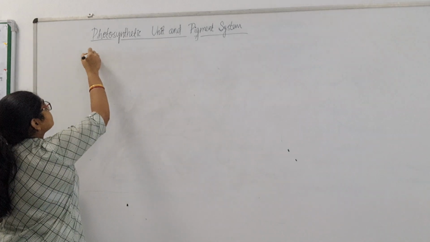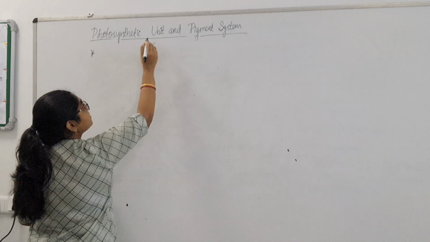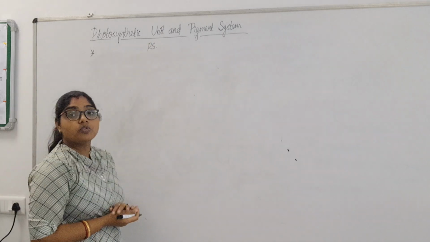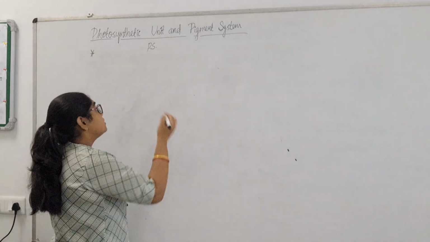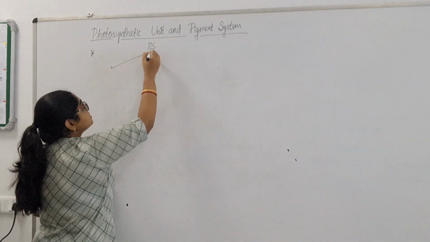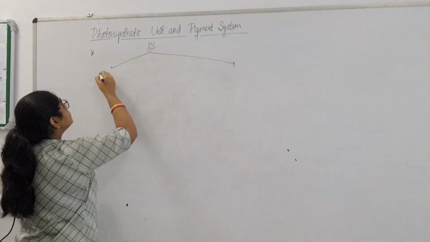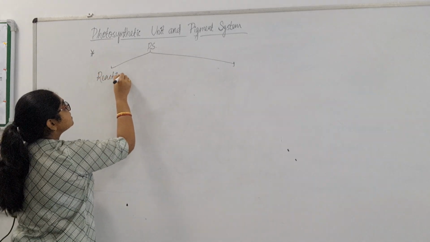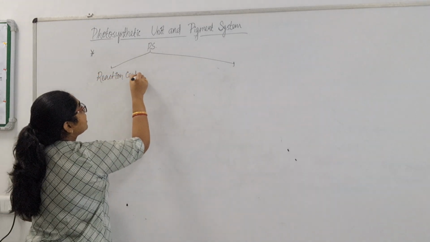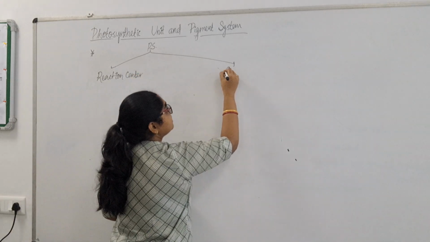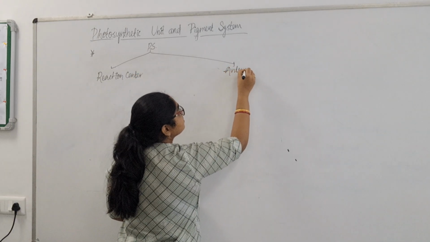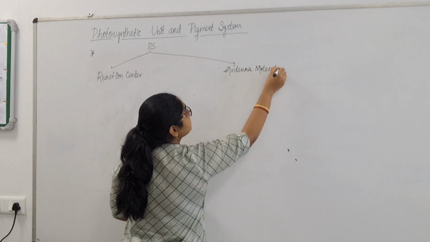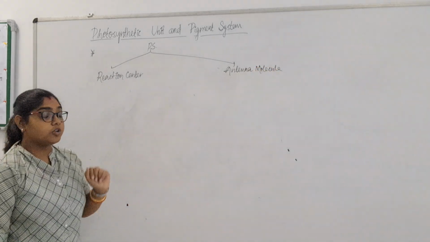There are two components of the pigment system. The pigment system is also known as photosystem. One is the reaction center or photochemical reaction center. Another one is the antenna molecule. One is reaction center, another one is antenna molecule.